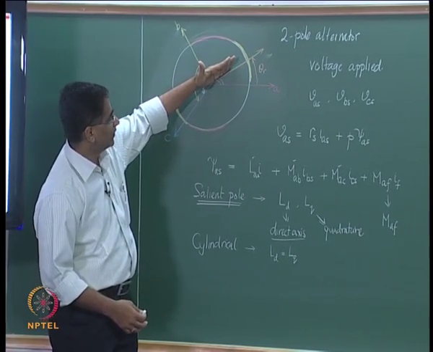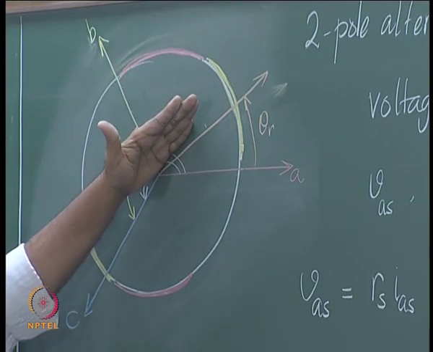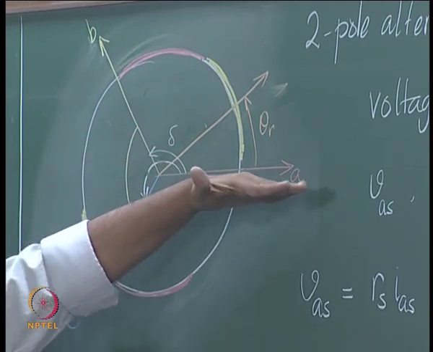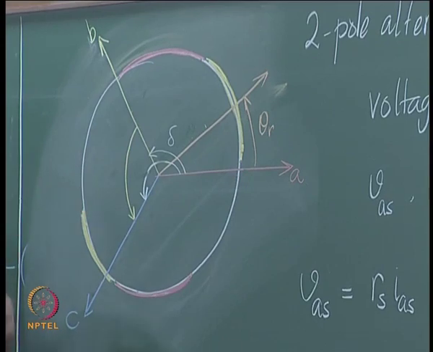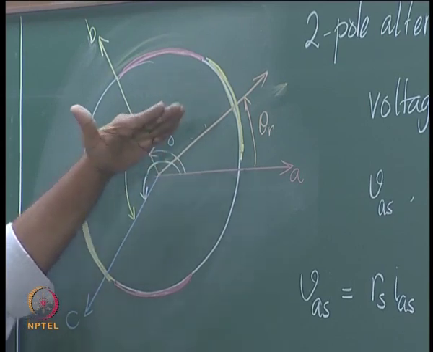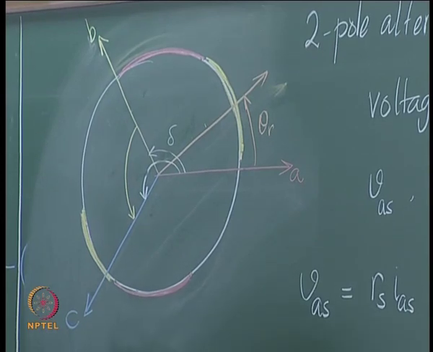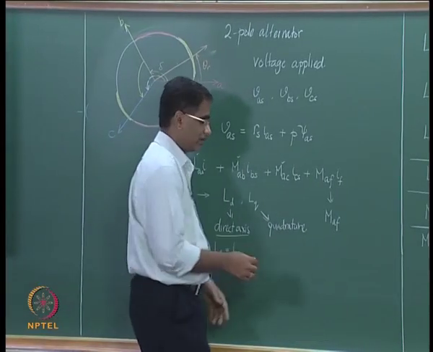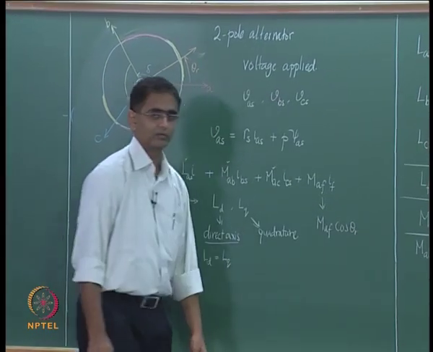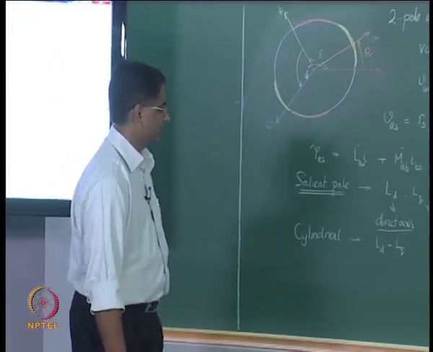the flux that links the stator A phase will be whatever is generated by the rotor field. One part of it that lies along the A phase axis is what is going to link that field, and therefore the total flux multiplied by cos of this angle is what is going to be responsible for linking phase A, and therefore the mutual inductance will then be MAF multiplied by cos of theta r between the rotor field and the A phase of the stator.